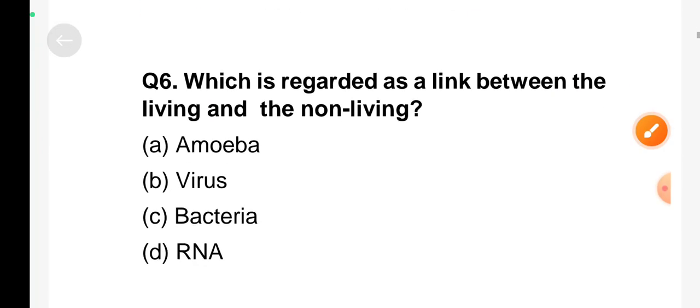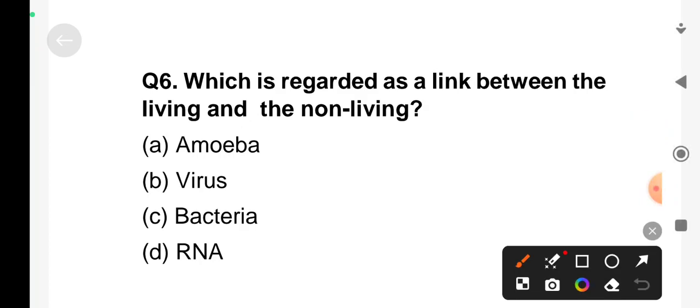Next question. Which is regarded as a link between the living and the non-living? Option A, amoeba. Option B, virus. Option C, bacteria. Option D, RNA. Right answer is option B, virus.